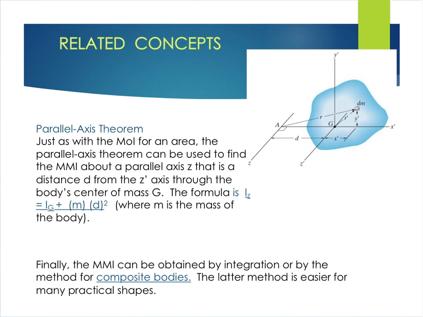Similar to what we did with composite bodies for moments of inertia when we're using areas, we can use the parallel axis theorem to find the overall moment of inertia of a composite body by finding the individual moments of inertia of each piece, if necessary using the parallel axis theorem to find these values, and then adding them together to get the overall moment of inertia.